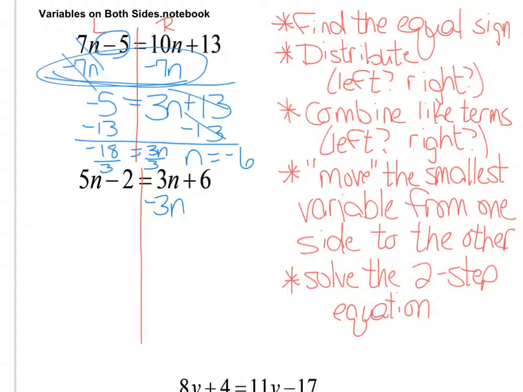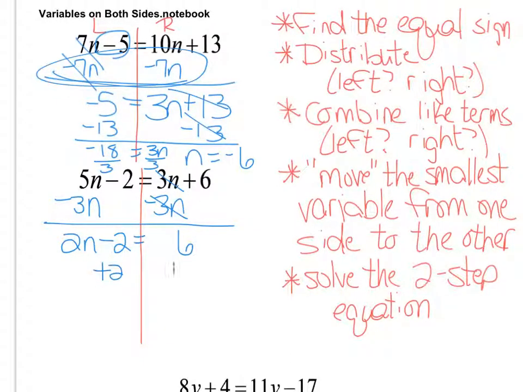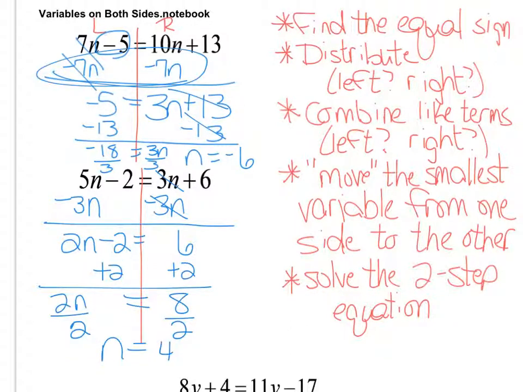How am I going to move a positive 3n? I'm going to subtract it. Whatever I do to one side, I have to do to the other. So I have 5n minus 3n. That's 2n. Bring down the minus 2 equals, those became 0. They're gone. 6. All of a sudden, two-step equation, no problem. So let's finish this one up. I'm going to add 2 to both sides. 2n equals 8. Divide both sides by 2, and n is 4.